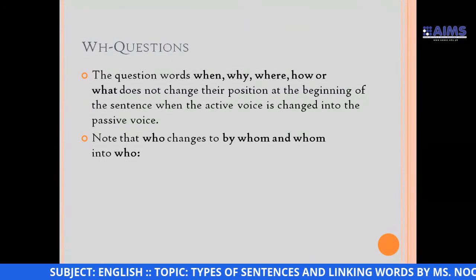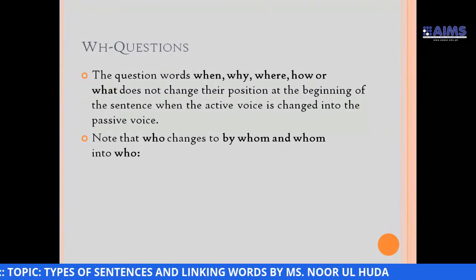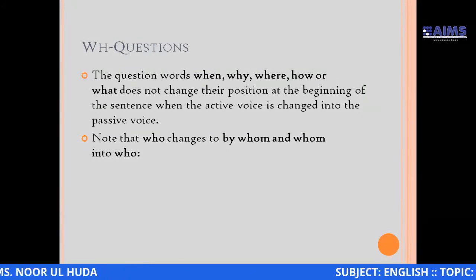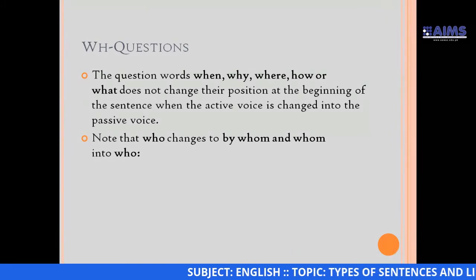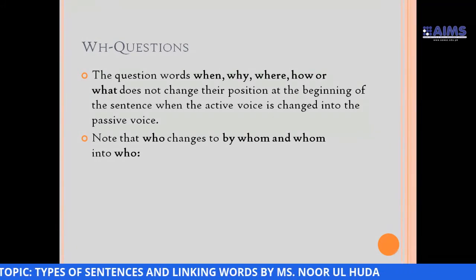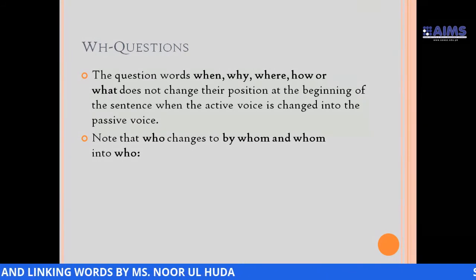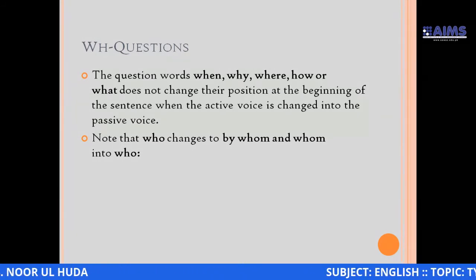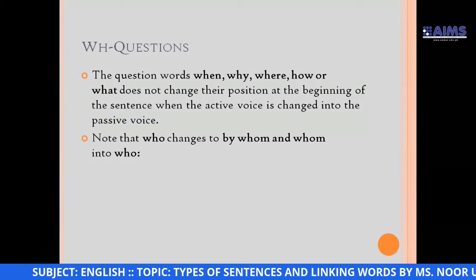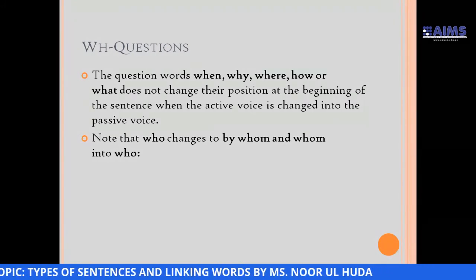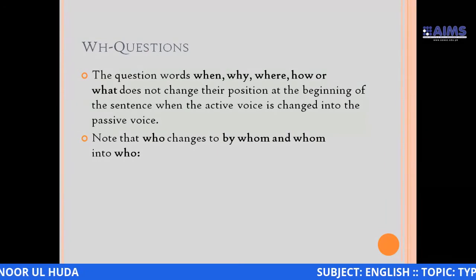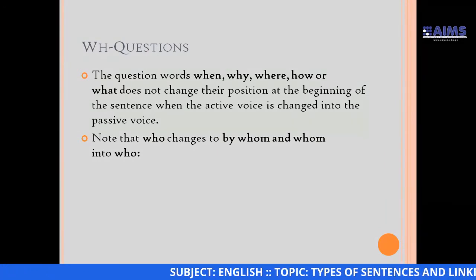Okay. Now, WH questions. There are different kinds of questions we use in sentences. So how do we make these kinds of structures? The question words when, why, where, how, or what do not change their position at the beginning of the sentence. It means that if the sentence starts with when, why, where, how, or what, the passive structure also starts with the same word when the active form is changed into passive.